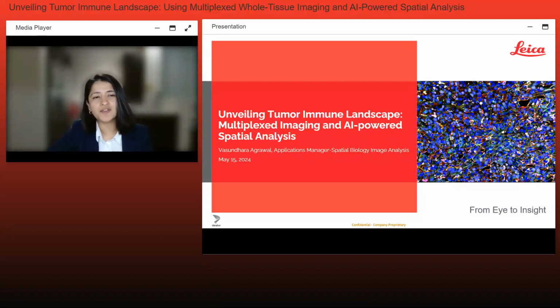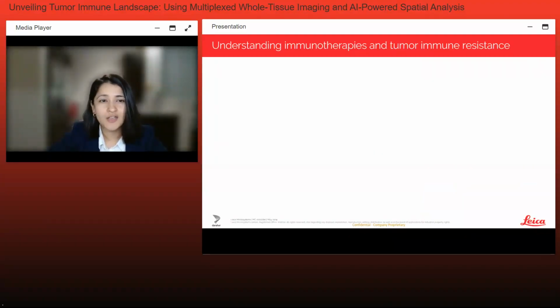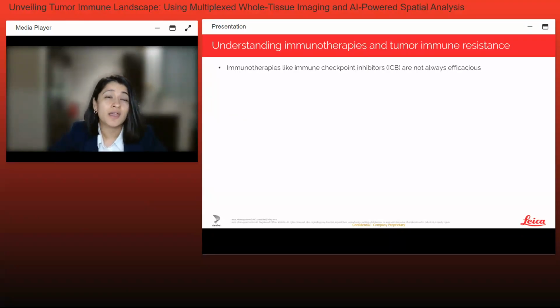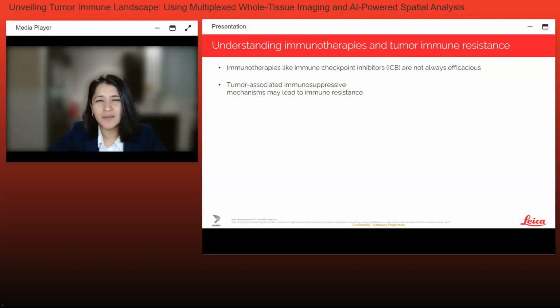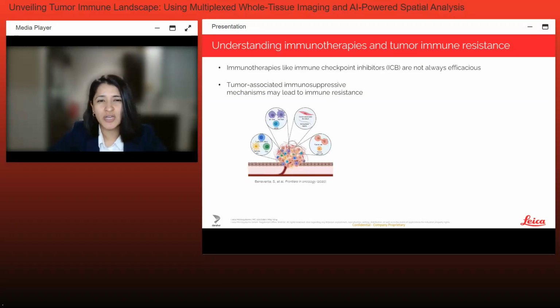So let's begin by understanding immunotherapies and immune resistance. We know that immunotherapies have emerged as promising treatments for advanced cancer. However, immunotherapies such as immune checkpoint inhibitors are not always efficacious, and a subset of patients exhibits resistance to such therapies. One of the key barriers that limits this therapeutic efficacy is the immunosuppressive mechanism, which involves a diverse range of cell types and their interactions within the tumor microenvironment.